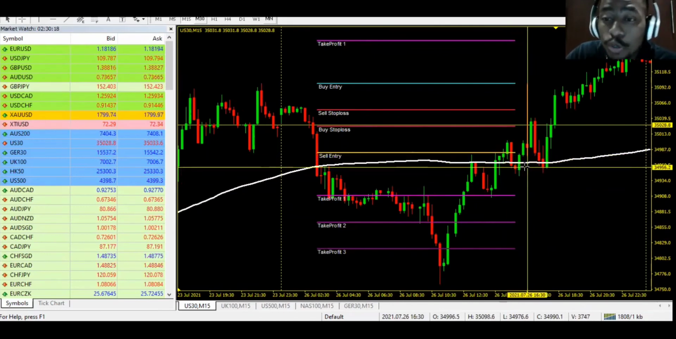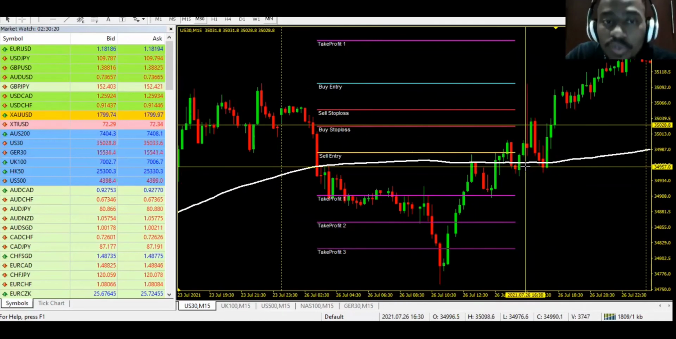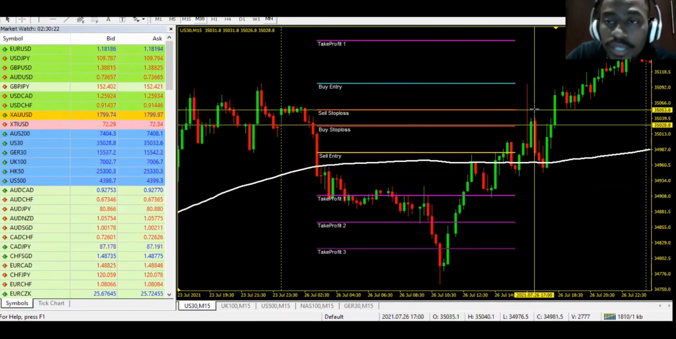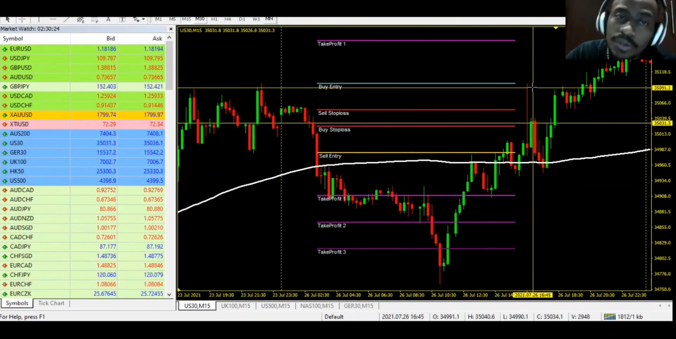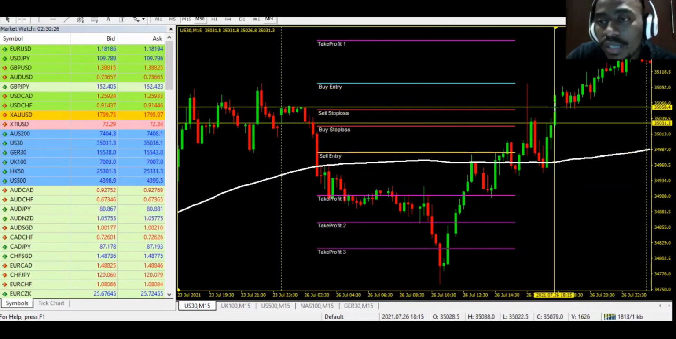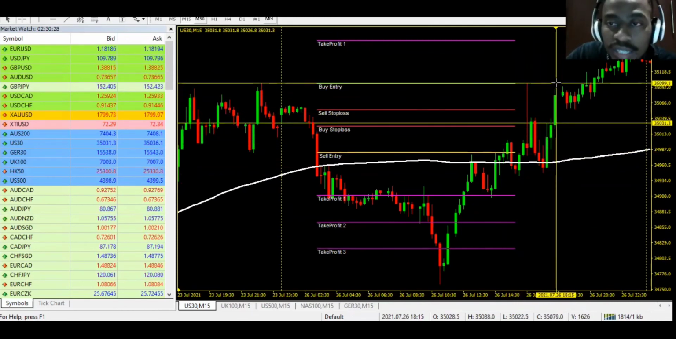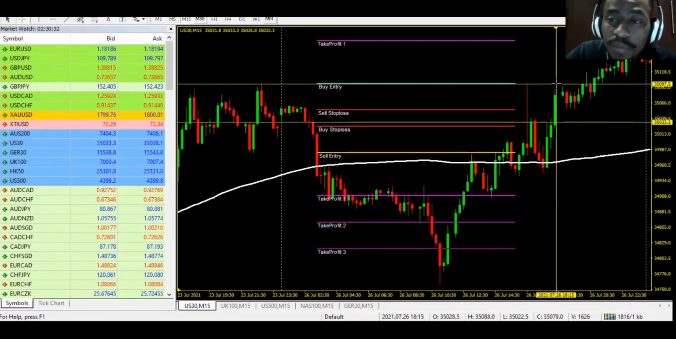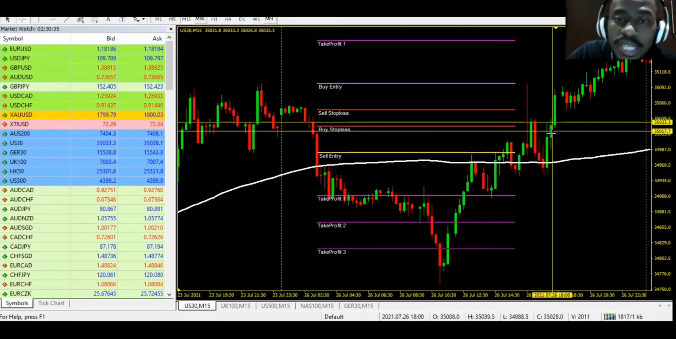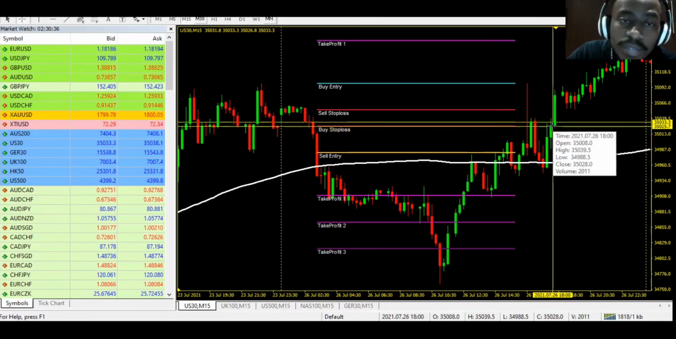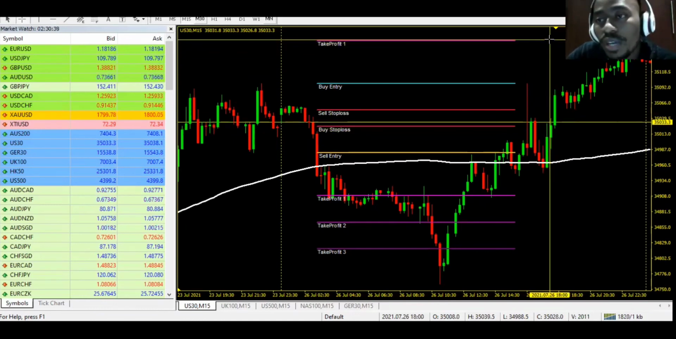When the price now goes above the 100 period moving average, that's when I start looking for buy trades. Okay. And then this is the trade that I would have taken, because now you can see that the price went up, and then eventually it did reach the buy price right there. When it reaches the buy price, that's where I would have entered, and then I would have placed my stop loss where it says buy stop loss, and then I would have used TP1.